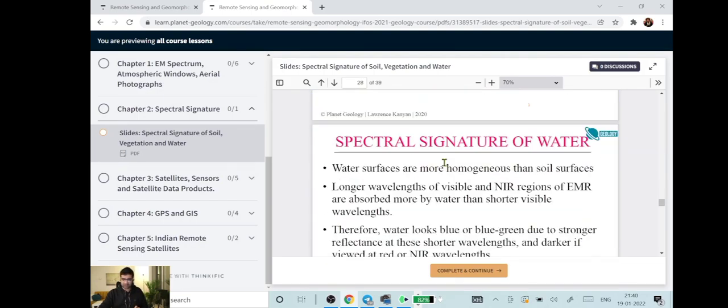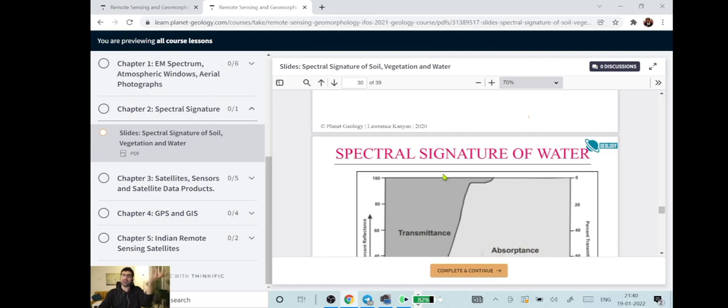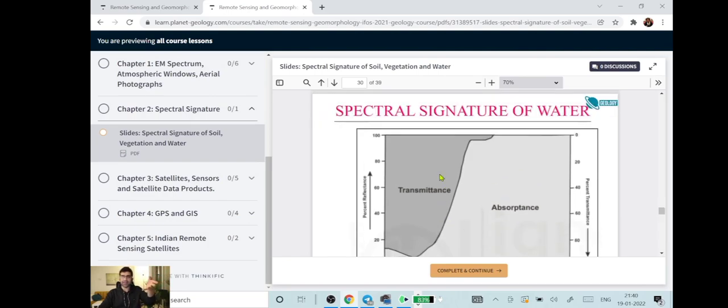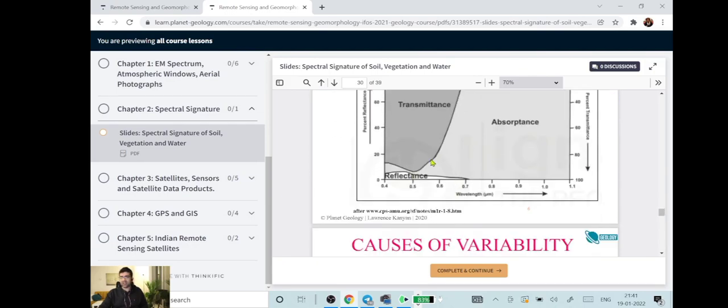And finally, there is the spectral signature of water. Water has very low reflectance, but water is transparent, so a lot of radiation can go into water, keep going, and then get absorbed. If it is a deep water body, it will absorb everything; if the water body is shallow, water may not absorb or reflect anything. If you have a shallow lake or pond, light can get reflected from the base of that pond. So deep water bodies will appear black in color, but shallow water bodies will appear bright in color. There are basic causes of variability, so just learn about this.